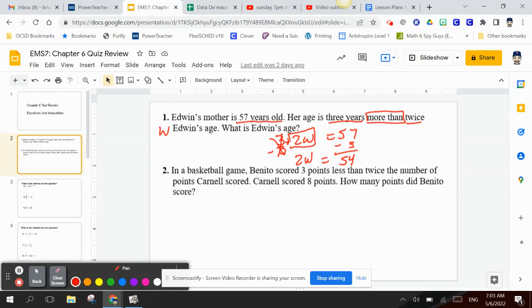So here I have 2 times some number equals 54. So to solve, I want to divide each side by 2. 2W divided by 2, the 2's cancel out. I'm left with W equals 54 divided by 2, which is 27 years old.